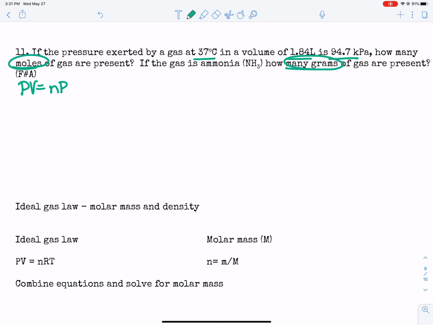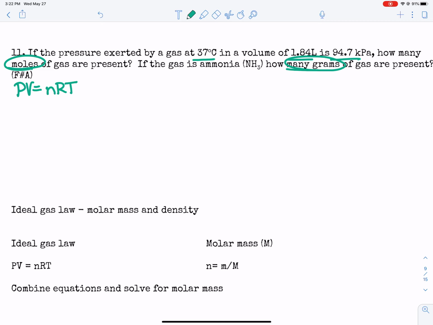PV equals nRT, right? One thing that we didn't talk about, how do I know when to use this formula? This formula, nothing is changing. Notice in the problem, there's no new volume, new pressure, new temperature. That's when you would use Boyle's, Charles's, Gay-Lussac's, or the combined gas law. This also has moles in it. None of those previous questions had moles in it.